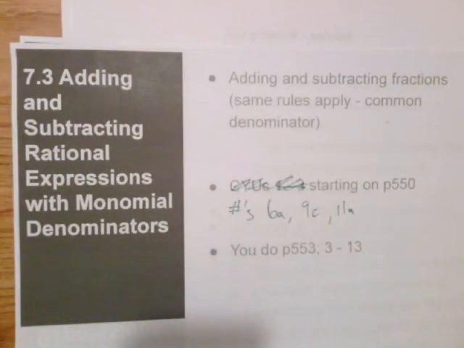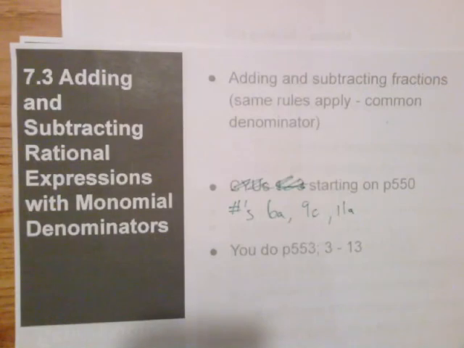Okay, friends, here's today's lesson. 7.3, adding and subtracting rational expressions with monomial denominators. Such a fancy, attractive title. Write that down. You did? No, good for you.